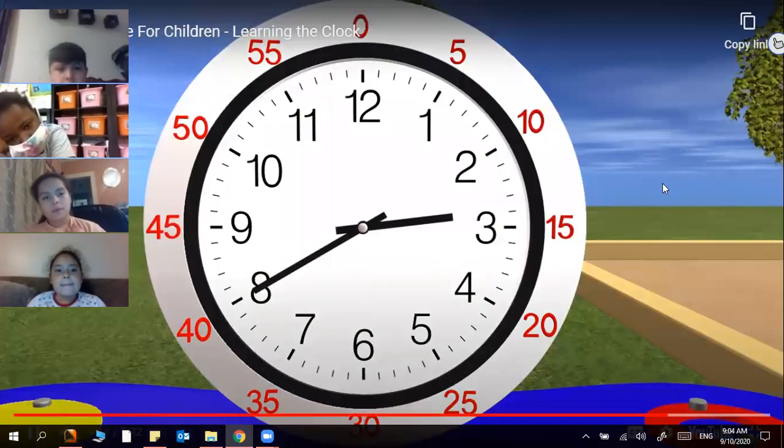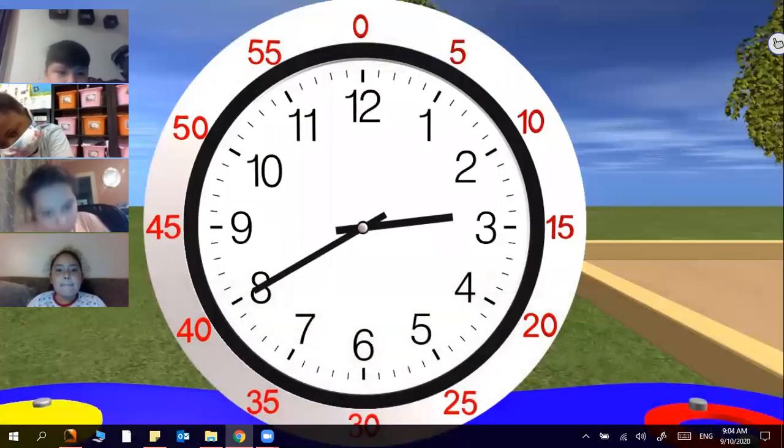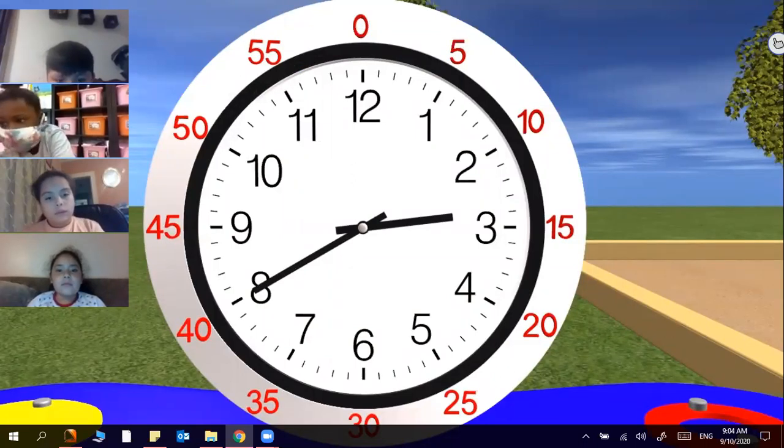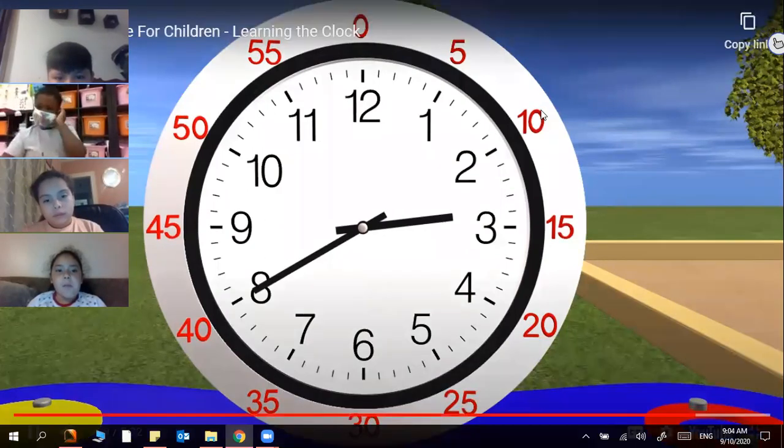To get the correct time, we need to look at the hour hand first. What number is the small hour hand pointing to? 3. It is at the 2 still, so the hour is 2. Great job.